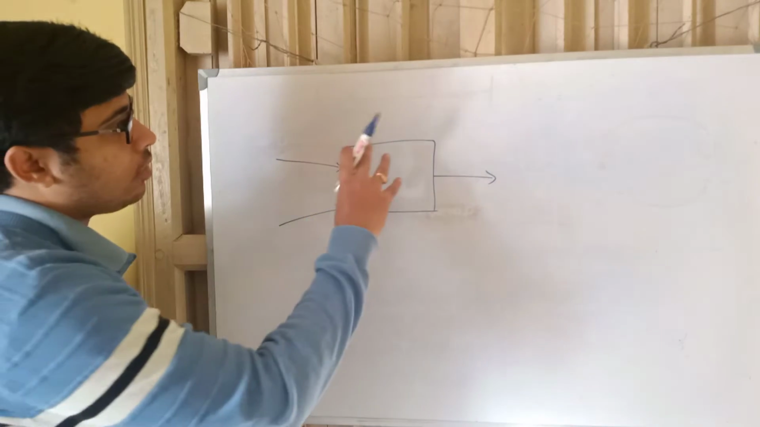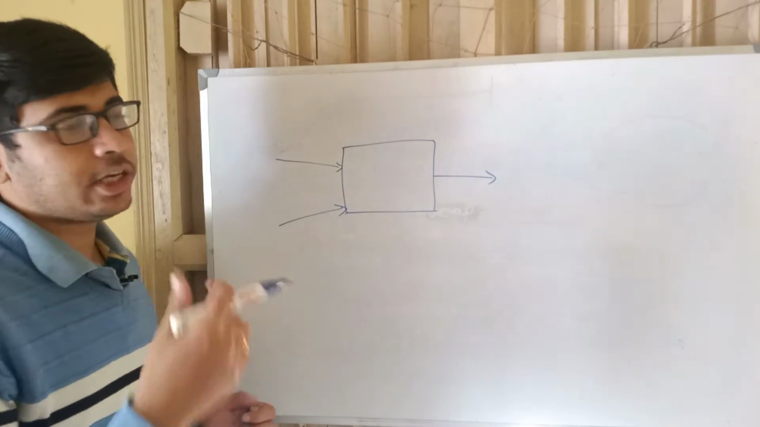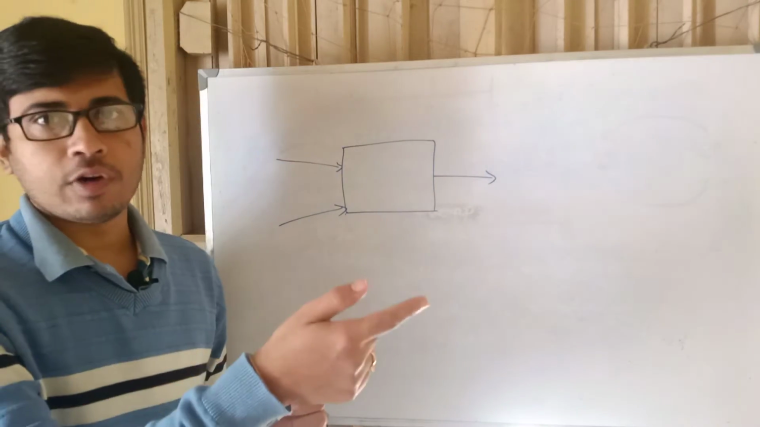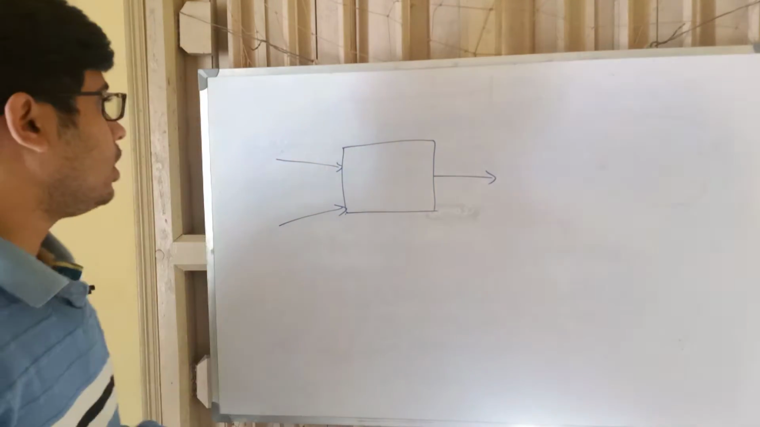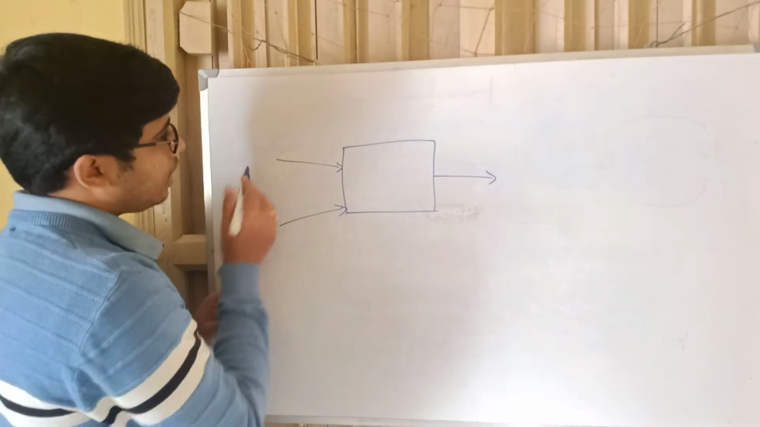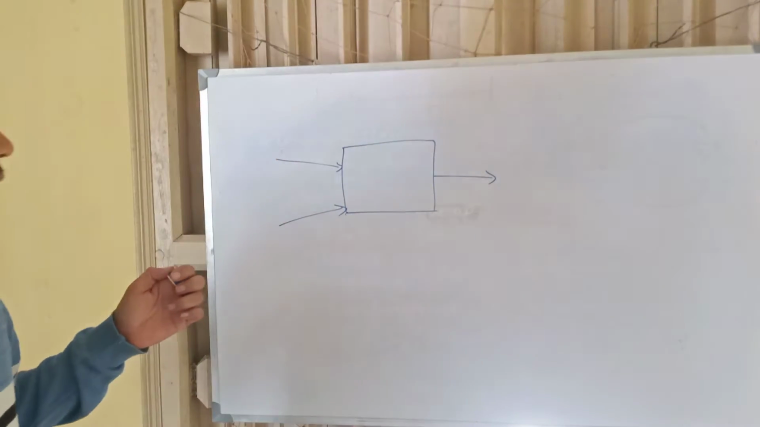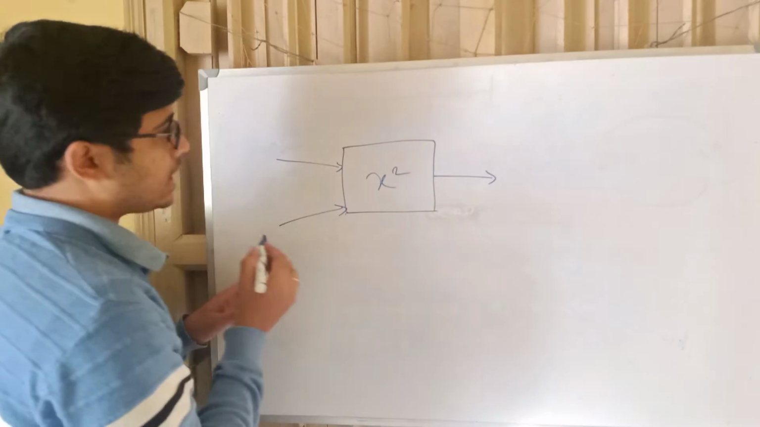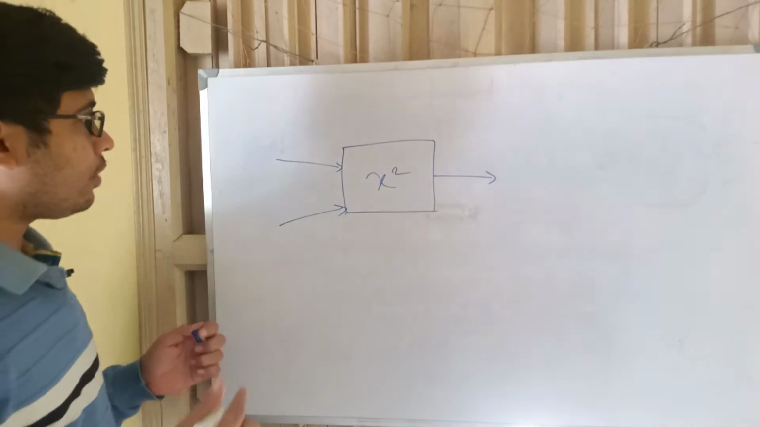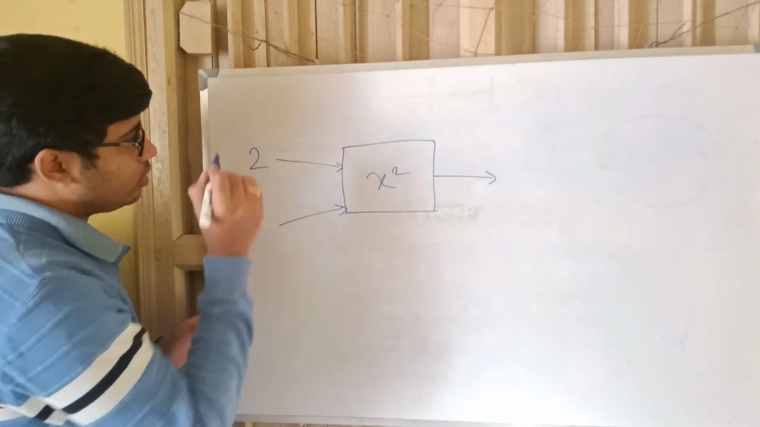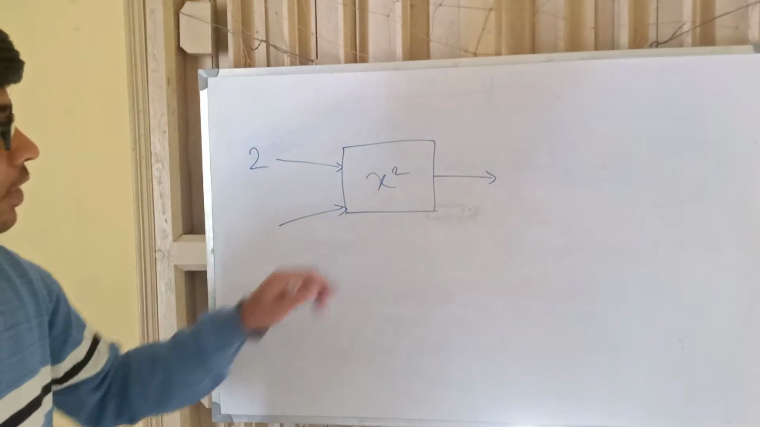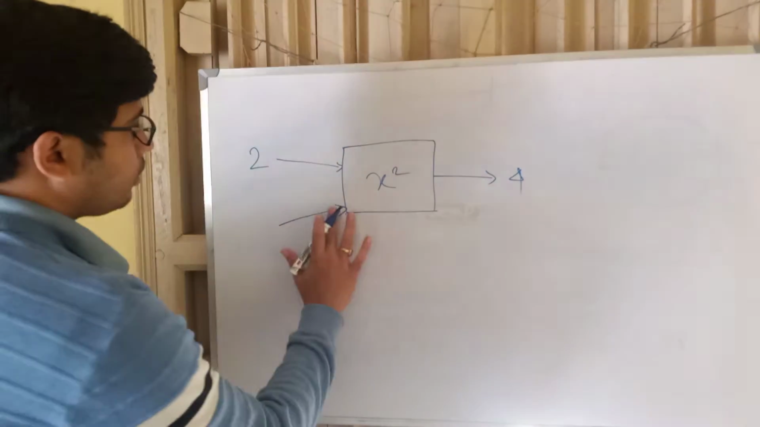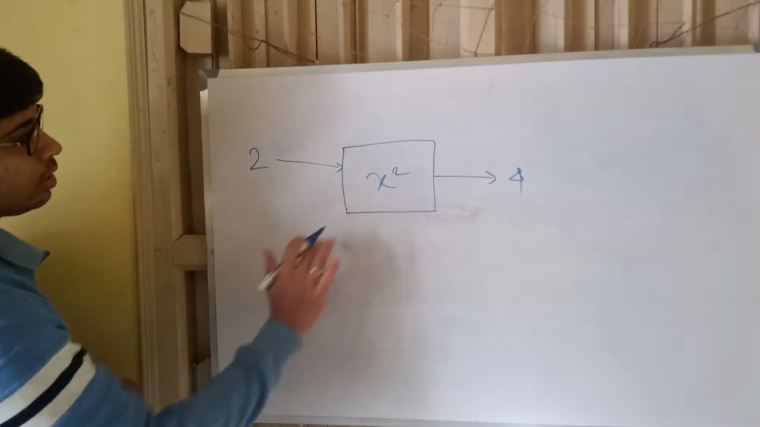You don't care what is inside it, but you want the output. You give the input to the function and you get the output from the function. For example, it is a function computing x square. Okay, the value of input I am giving is 2. So what will be the output? Output will be 4.